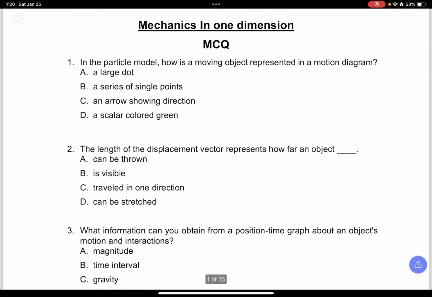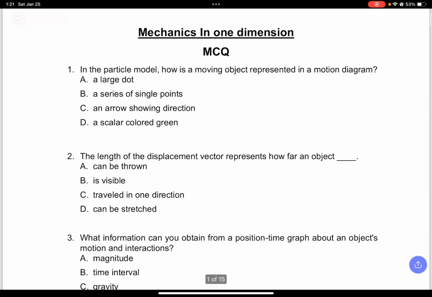The length of the displacement vector represents how far an object can be thrown, or is visible, or traveled in one direction, or can be stretched. Feel free to pause the video so you can answer the question. Displacement is the shortest distance between 2 points, so you're gonna be measuring the distance traveled in one direction. That's the closest answer.